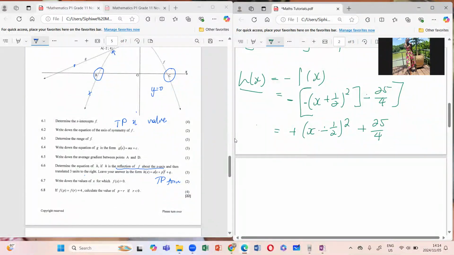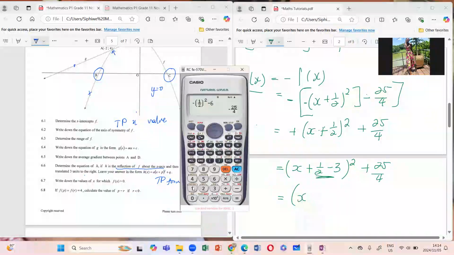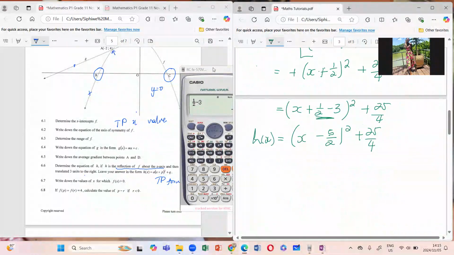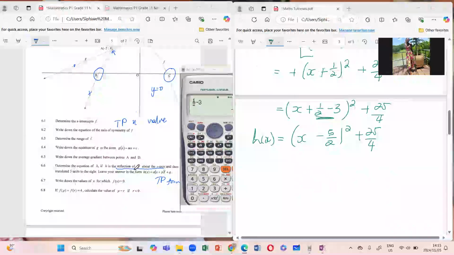Then we need to now translate 3 units to the right. When you translate 3 units to the right, we'll have x minus 3 plus half plus 25 over 4. We then need to simplify. Inside the bracket, this is now x minus 5 over 2, squared, plus 25 over 4 after both transformations.